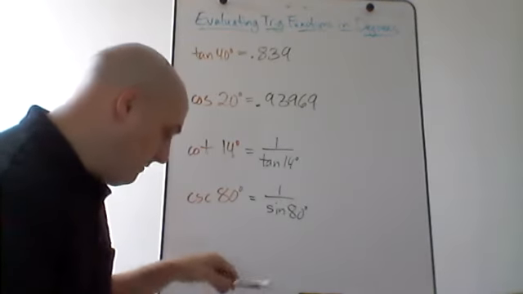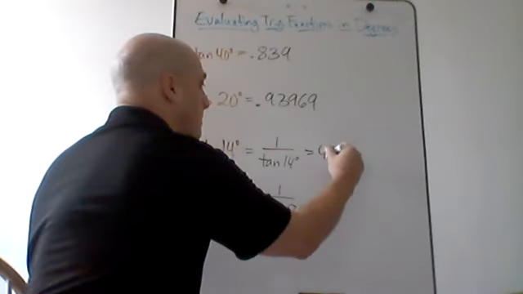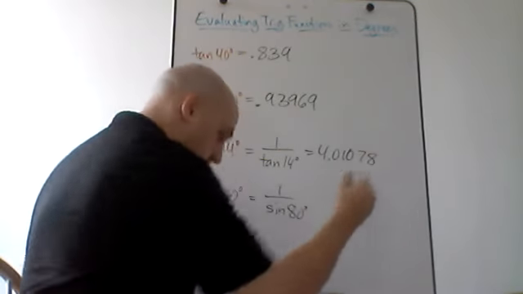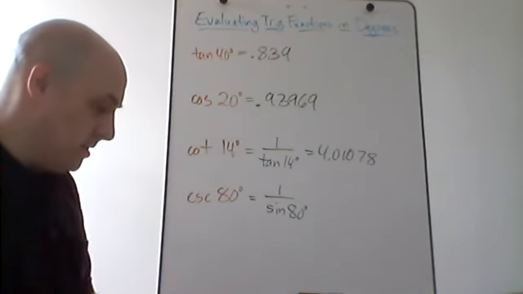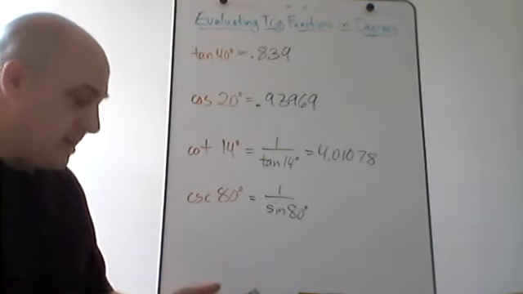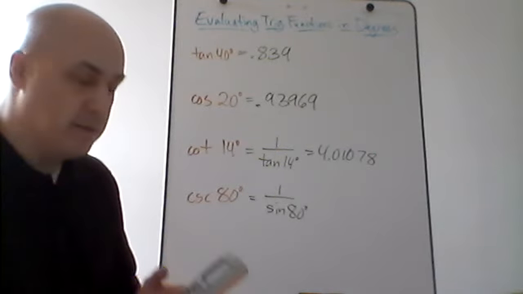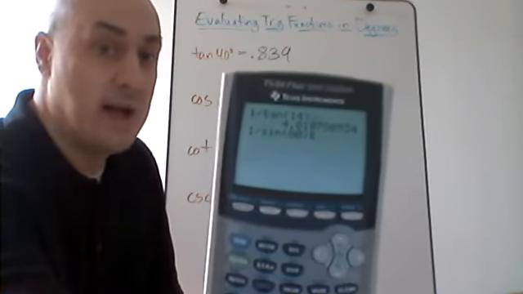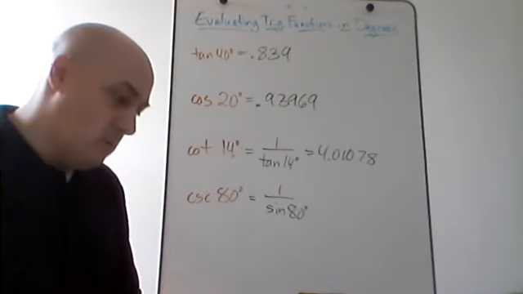So cotangent of 14 degrees is 4.01078. There's my cotangent of 14 degrees, which corresponds to 1 divided by the tangent of 14 degrees. And then for cosecant of 80, that's going to be 1 divided by sine of 80 degrees. So once again, 1 divided by, and then sine of 80. Hit enter, and I get 1.0154.